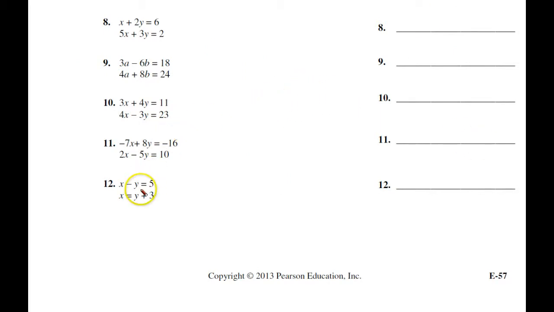Now I'm going to skip some of these. We're going to go on to number 12, because number 12 now is a little different. In fact, if I didn't want to use addition for number 12, you see it would lend itself to substitution very well. But they've asked us to do these by addition. So the key is set it up in standard form.